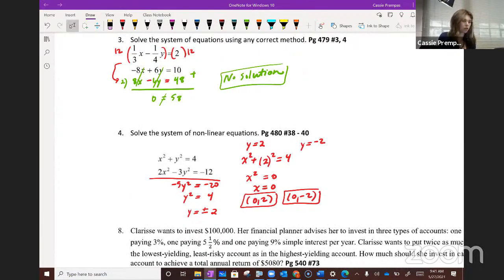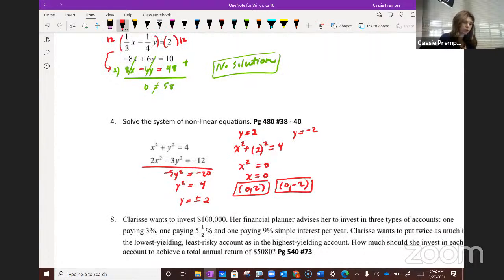So should we on the test just type those into a calculator? You could. You would have to get Y by itself and make sure to type in the plus and the minus. And then get this Y by itself and make sure to type in the plus and the minus. And then find the point of intersection.